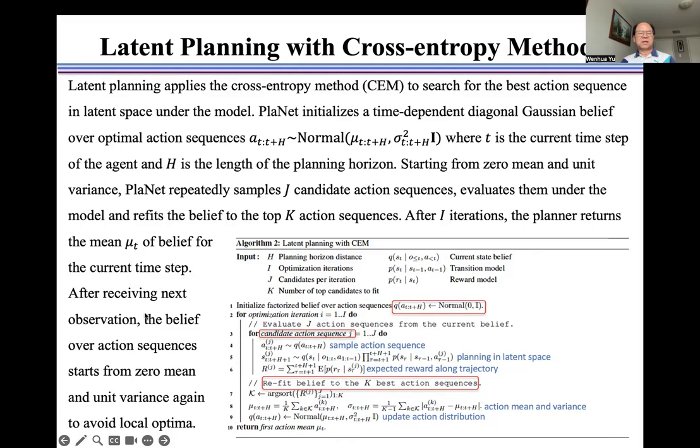After receiving the next observation, the belief over action sequences starts from zero mean and unit variance again to avoid local optima. Here is the pseudocode of latent planning with the cross-entropy method, which consists of two modules. One is evaluating G action sequences from the current belief. One is refitting the belief to the K best action sequences.